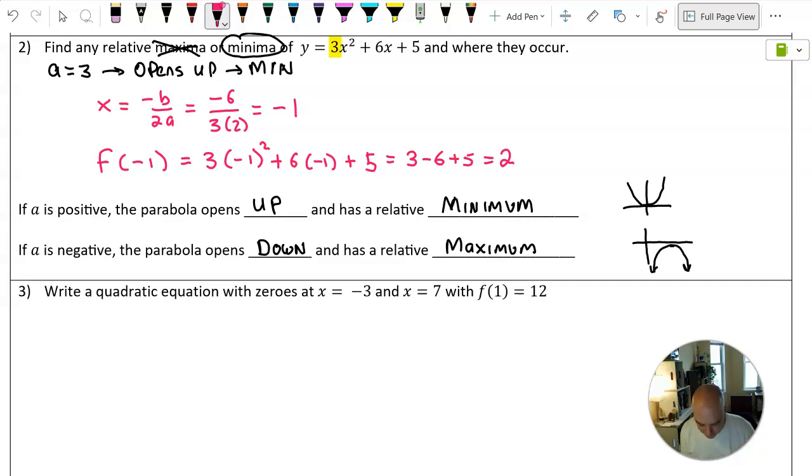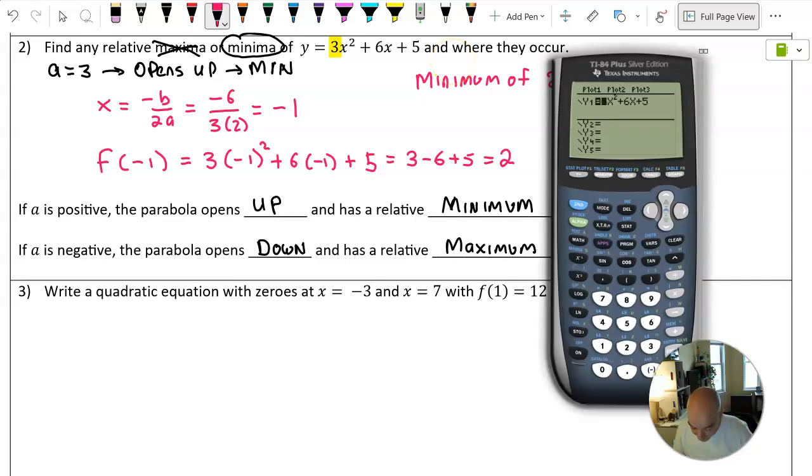Now, let's make sure we state our minimum correctly. We're going to say that this has a minimum of 2 because the minimum is the y value, and we're going to say it happens at x equals negative 1. That'd be the correct way to approach this. We can double check our answer by going to the y equals menu in our calculator, typing in the equation, and pressing graph. And indeed, we have a minimum of 2, and it happens at x equals negative 1. So all this works out just right.